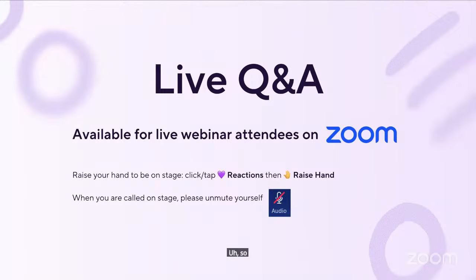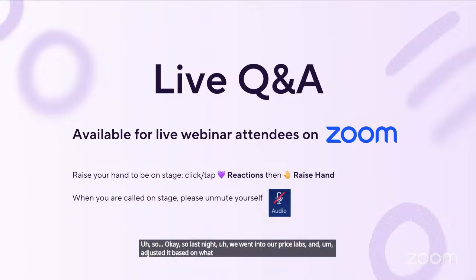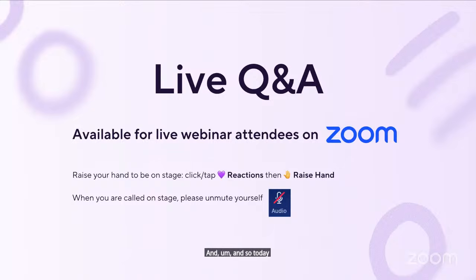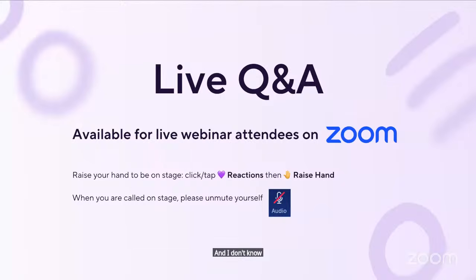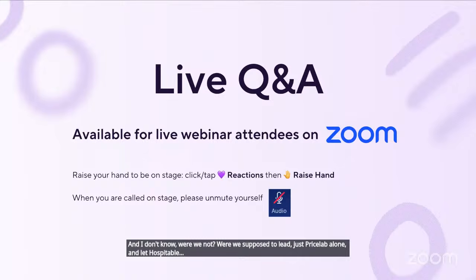Last night, we went into our Price Labs and adjusted it based on what the recommendations were from Hospitable for the markup. And so today it just seems like we're overpriced. Our prices are too high. Were we supposed to leave Price Labs alone and let Hospitable do what they were going to do? I don't know.